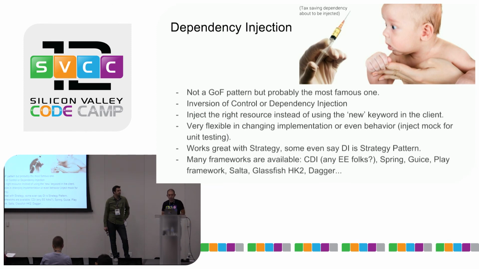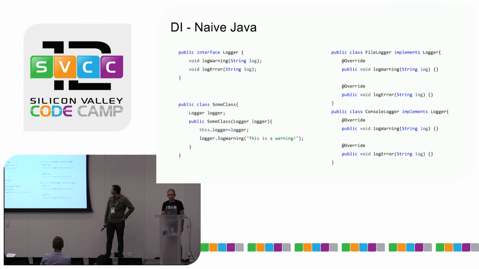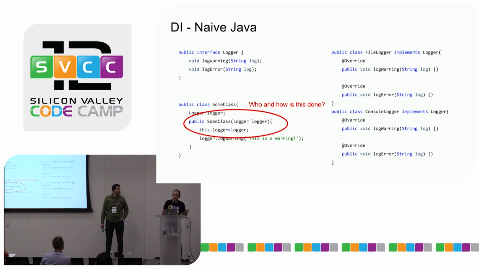I'll just go over this slide fast and finish it up. Dependency injection is a very famous one, which we mostly work with without even noticing, because we use existing frameworks like CDI, Spring, Play, or Dagger, if you're an Android developer especially. This is a basic naive Java version. Basically, this is the strategy pattern. The real difference is who decides, and how, to inject this logger here. If the client isn't aware of which logger it's using, it's basically dependency injection, because some other force or class injects the real logger at this point.